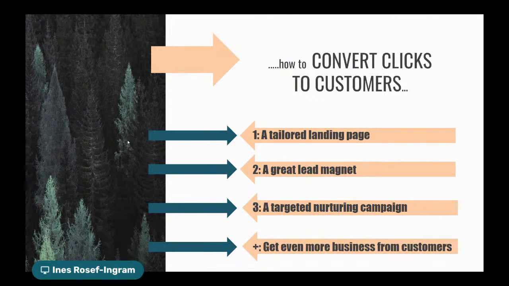A little bit of a summary of things that you should be using. For your ads, a lot of people know that they need to generate the clicks. So I'm not focusing too much in the summary on the clicks, because we generally know that we need to generate them, but we want to send them to a tailored landing page so that the messaging on the landing page reflects the messaging of the ad. We want to have a great lead magnet so that we can capture someone's details, so that we can go to step 3, have a targeted nurturing campaign.